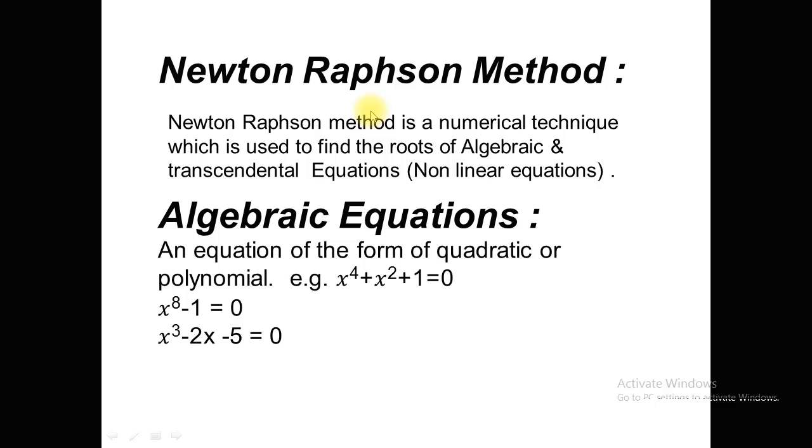Now, the Newton-Raphson method is a numerical technique which is used to find the root of algebraic and transcendental equations, meaning nonlinear equations. What are algebraic equations? An equation of the form of quadratic or polynomial, for example, x power 4 plus x square plus 1 is equal to 0, x power 8 minus 1 is equal to 0, x cube minus 2x minus 5 is equal to 0. All these are algebraic equations and nonlinear equations.